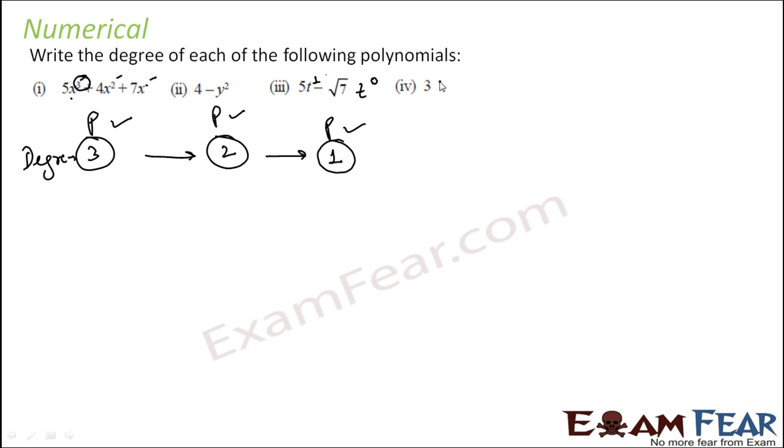Let's check this. 3 is nothing but 3 into x to the power 0. Maximum power is what? Maximum power is 0. So degree is 0, and this is also polynomial. So in this case the degree was 2, 3, it was 2, 1 and 0. Right? The degree for the first polynomial is 3, degree for second polynomial is 2, degree for third polynomial is 1 and degree for fourth one is 0.